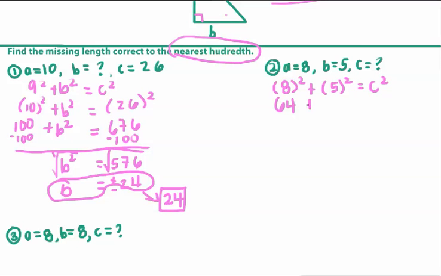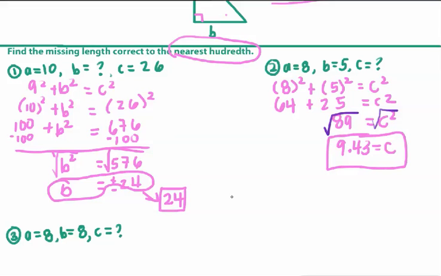We have 64 plus 25 equals C squared. And then what do we end up getting? So we add up the 64 and the 25 and we get 89 equals C squared. And then we got to solve this out. So we square root that side, square root that side. So C equals, go punch the square root of 89 into your calculator, round it to the nearest hundredth. And if you do it correctly, you should end up with 9.43. C is 9.43. Okay?